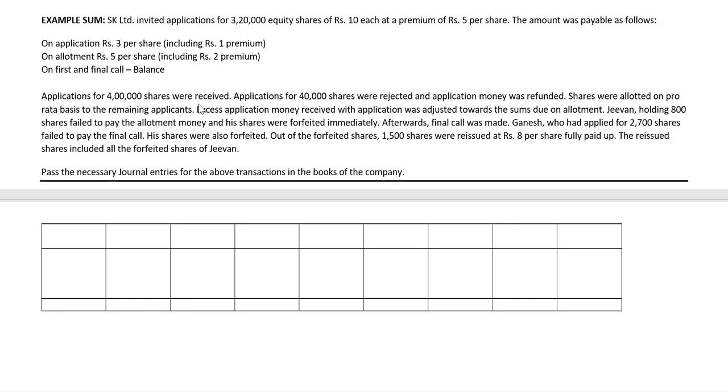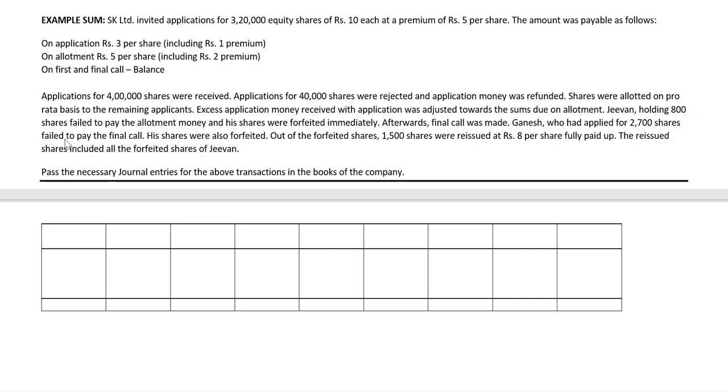Applications for 4 lakh shares were received. Applications for 40,000 shares were rejected and the application money was refunded. Shares were allotted on pro-rata basis to the remaining applicants. Excess application money received with application was adjusted towards the sum due on allotment.